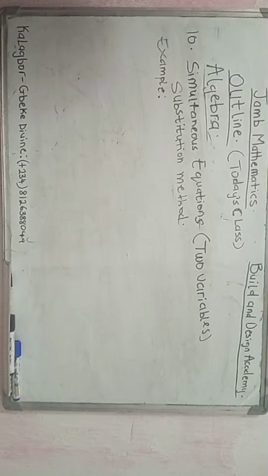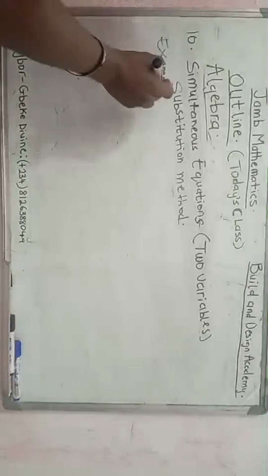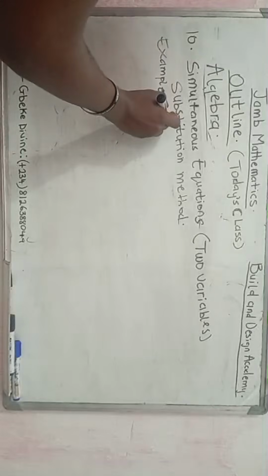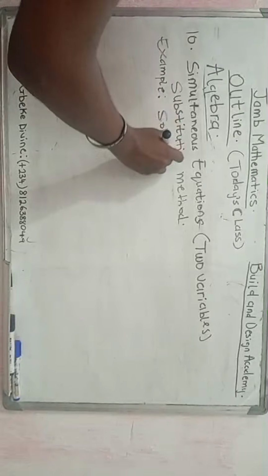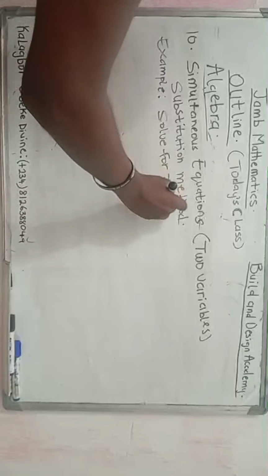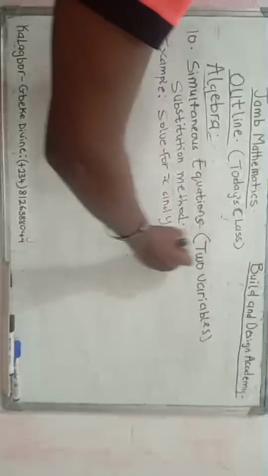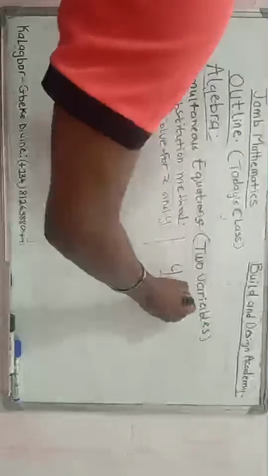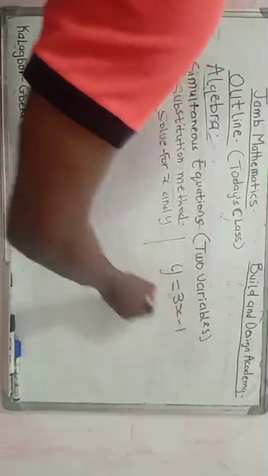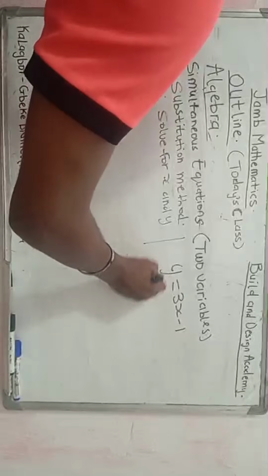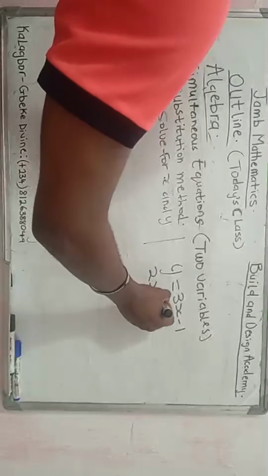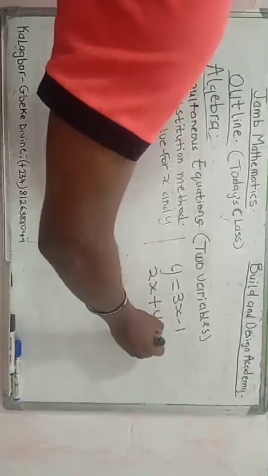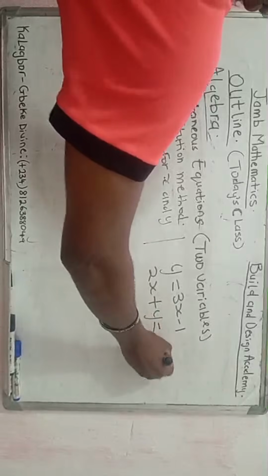We are given two equations, because note, we are always given two equations. We say we should solve for x and y again, the same thing. And we are given the equation as y is equal to 3x minus 1, and we are given 2x plus y is equal to 14.